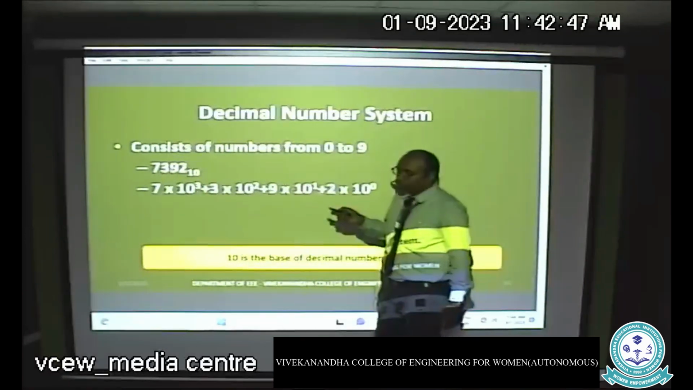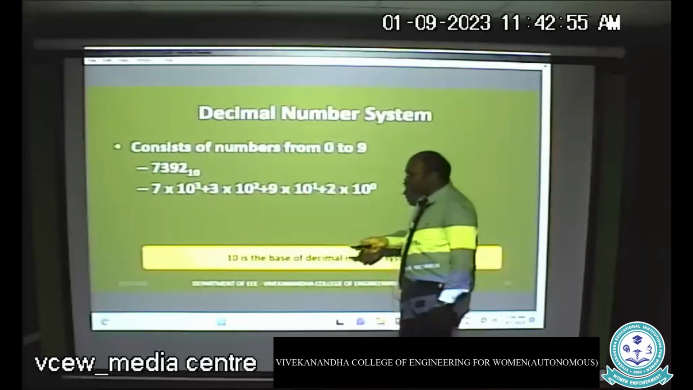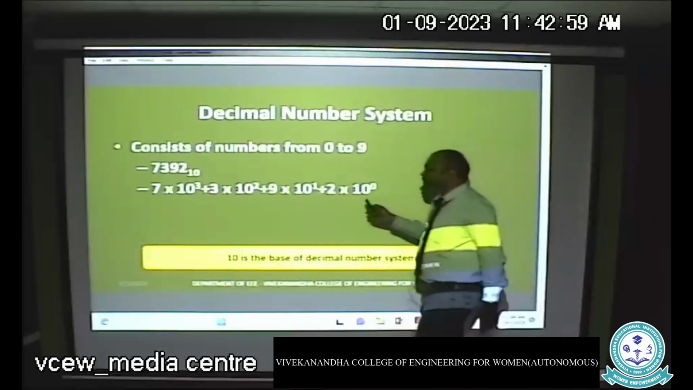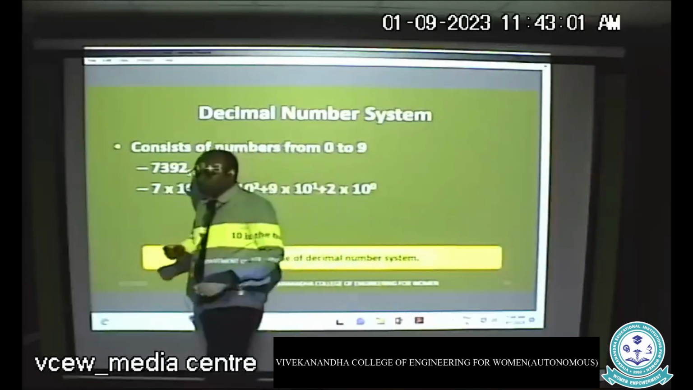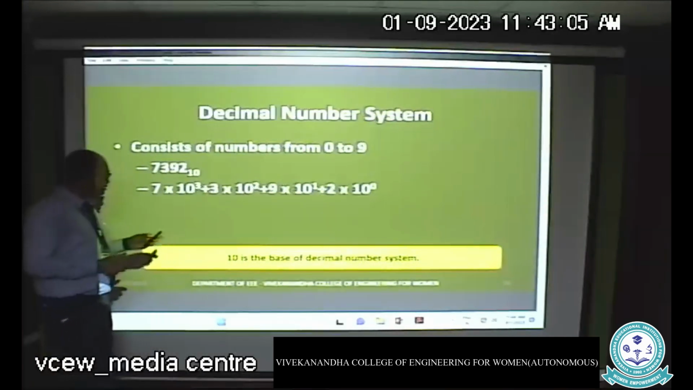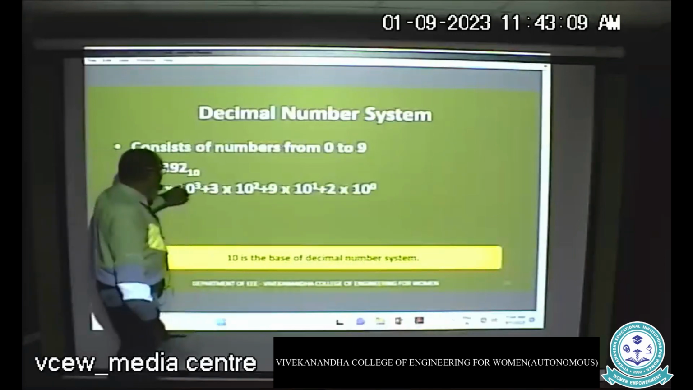So 3 multiplied by 10 to the power 2, and 7 is in the thousands place, so 7 multiplied by 10 raised to the power 3. Alright, so this is how you expand it. If you add everything, you will get 7392 base 10, right? If you do not mention the base, you will lose your marks. Also, this digit will lose its significance.